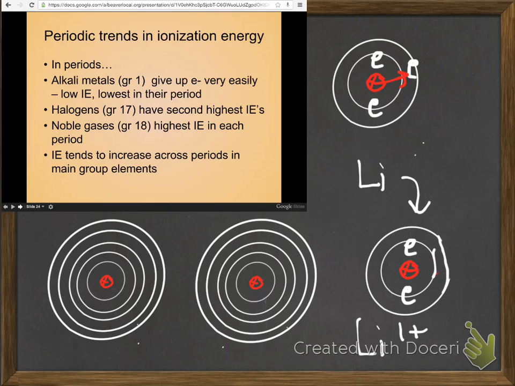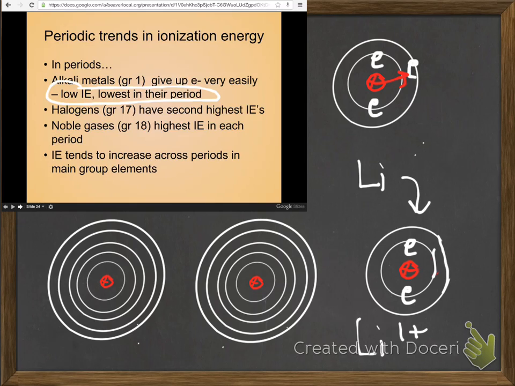It takes very little energy to be a noble gas. It's very stable. And so it doesn't take a whole lot of energy to pull that electron off of lithium. It's pretty easy to do. They give up their electrons pretty easily. They have the lowest ionization energy in their period.